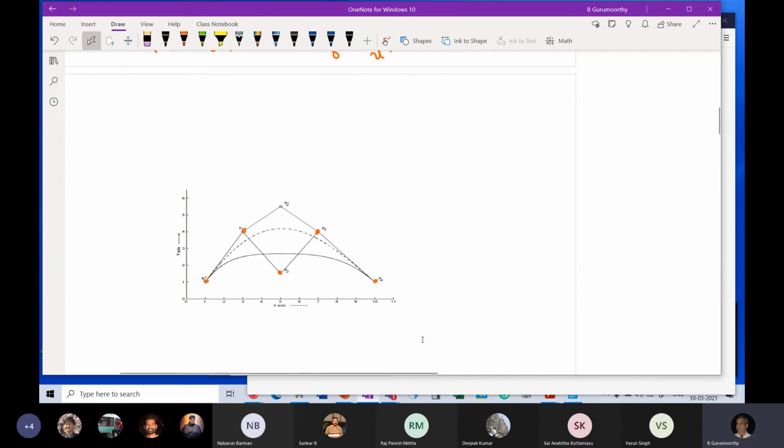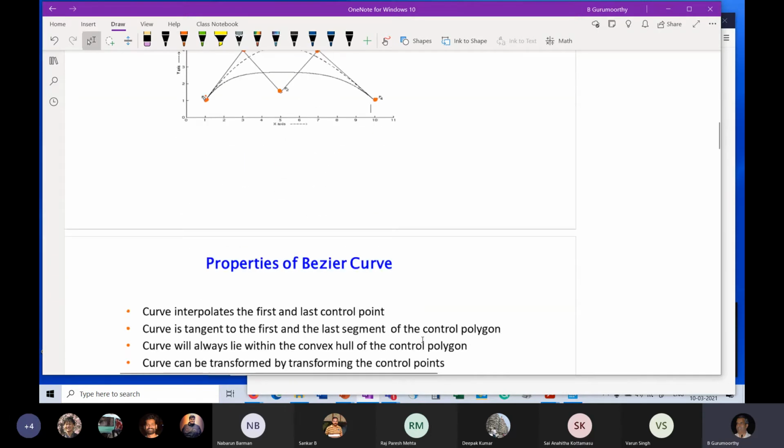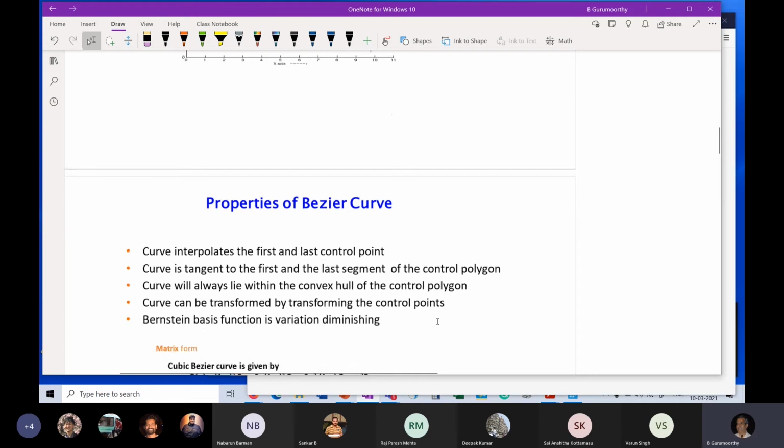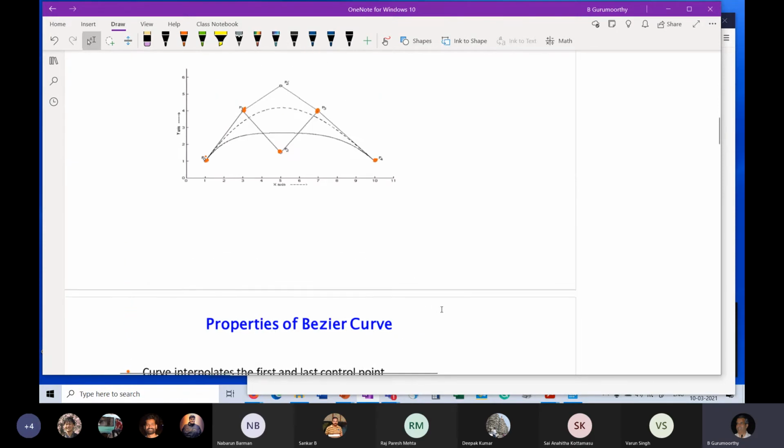So as I said, there are other properties that ensure that this has to happen. So let me list you the properties that the Bezier curve has. We've already seen the first one, which is that it interpolates the first and the last control point. So no matter what your set of points are, it will always go through the first and the last point.